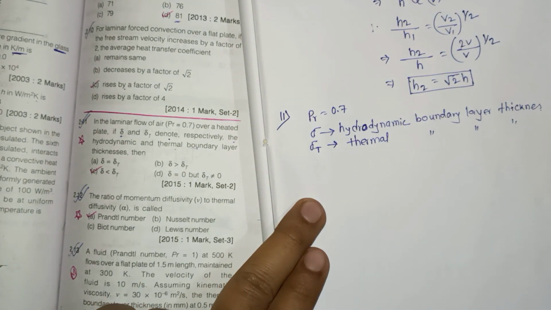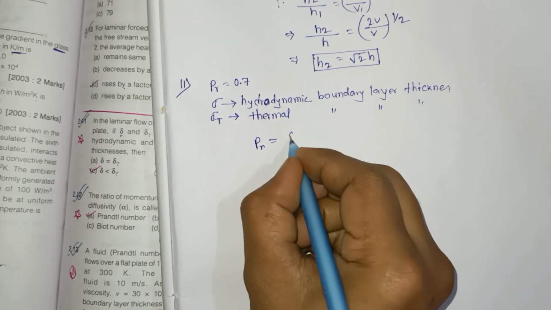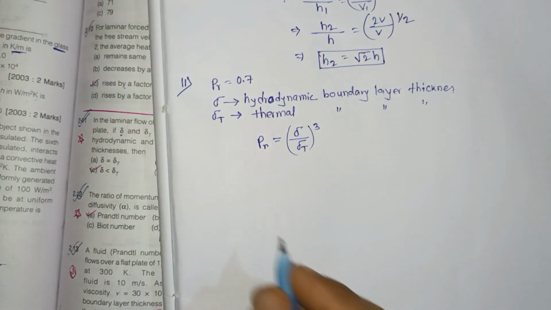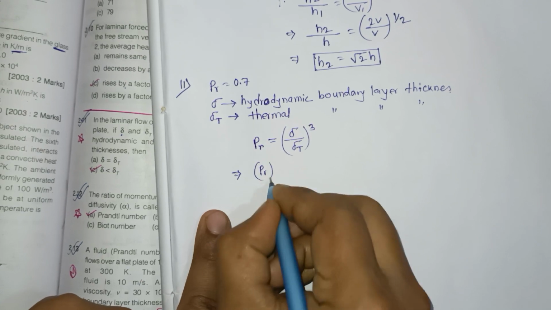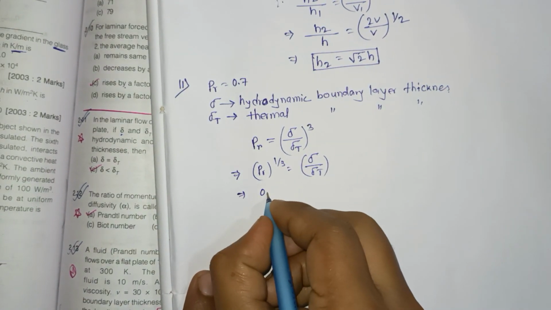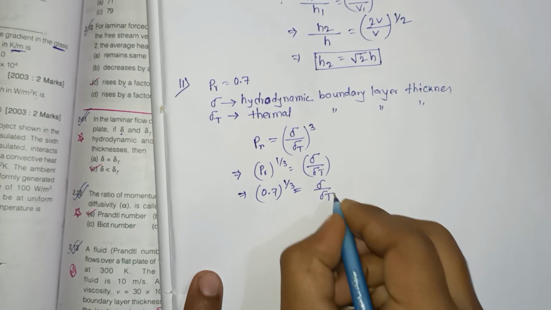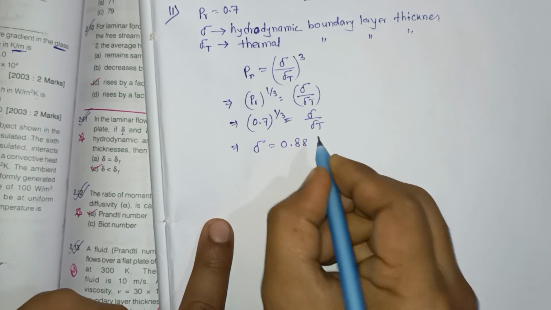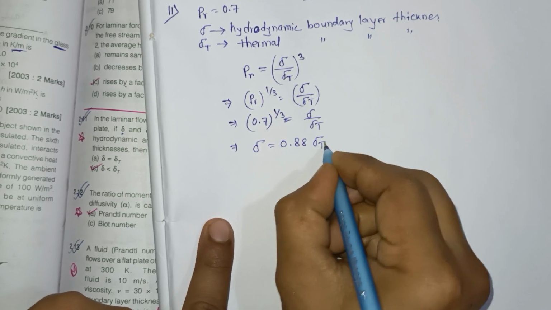Okay, so the relation is Prandtl number that is equal to the ratio of hydrodynamic boundary layer thickness and thermal boundary layer thickness, to the power cube. So from here, Prandtl number to the power 1 by 3 is delta upon delta T. Prandtl number 0.7 to the power 1 by 3 is equal to delta by delta T. From here, if you calculate 0.7 to the power 1 by 3, that is 0.88, so delta is equal to 0.88 delta T.